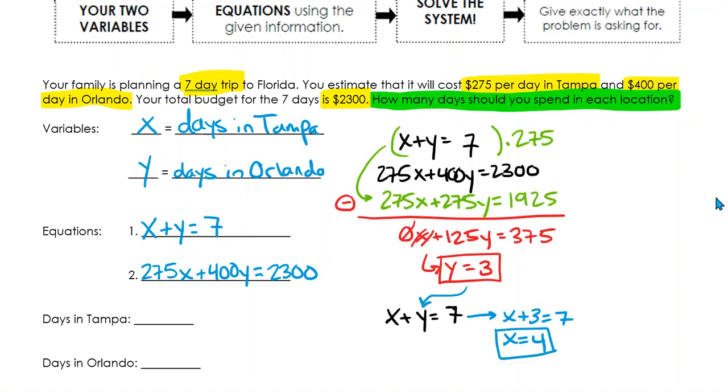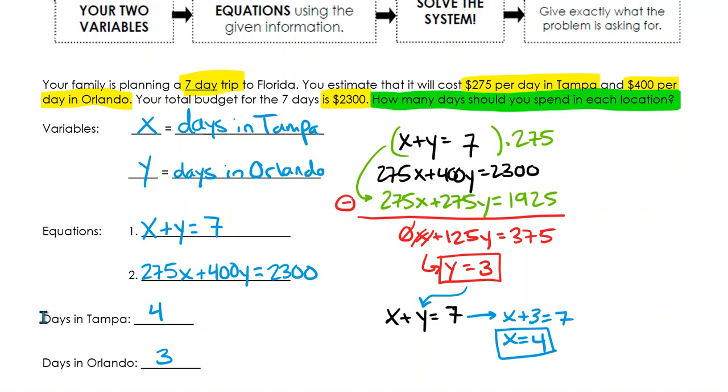All right, so I chose to use elimination, eliminating x. You could have eliminated y, you could have used substitution, you get to choose. And I found that y equals 3 and x equals 4. So this is where it's important to have your variables defined. If I look here, I saw that y was days in Orlando, so that means I'm going to spend 3 days in Orlando, and x was days in Tampa, so I'm going to spend 4 days in Tampa.